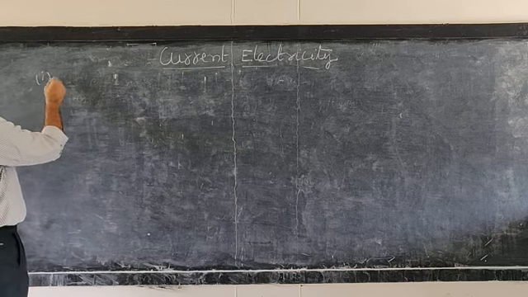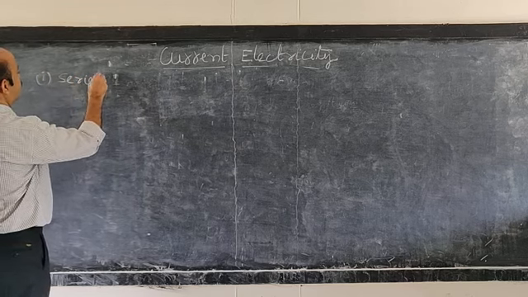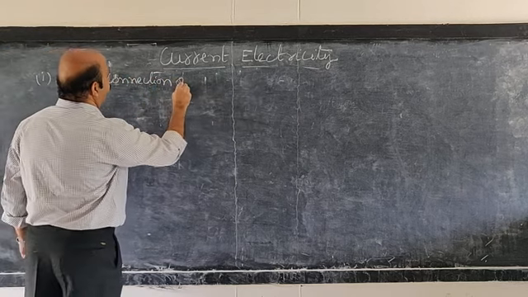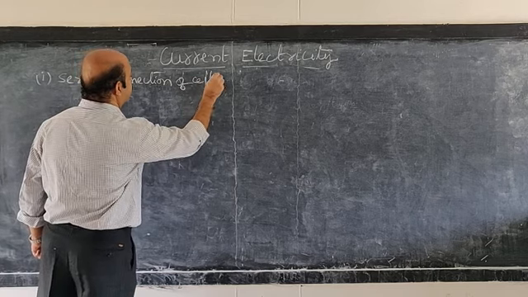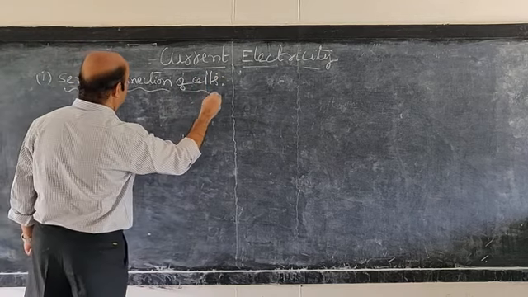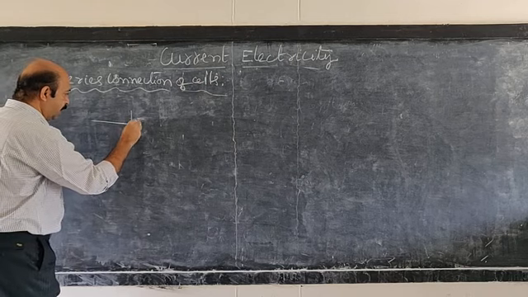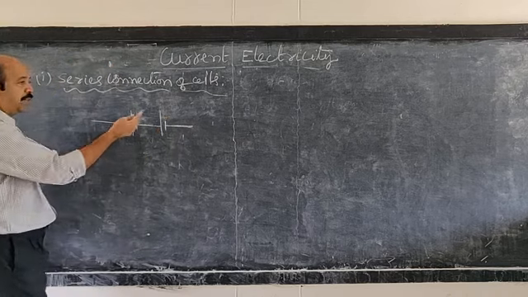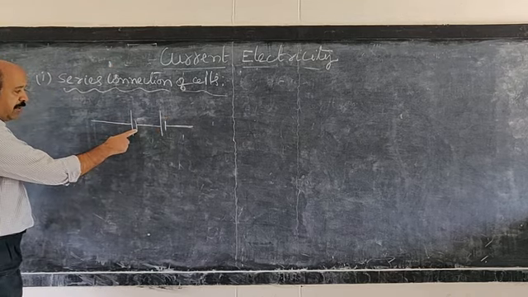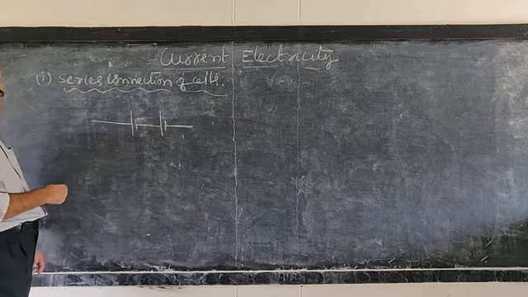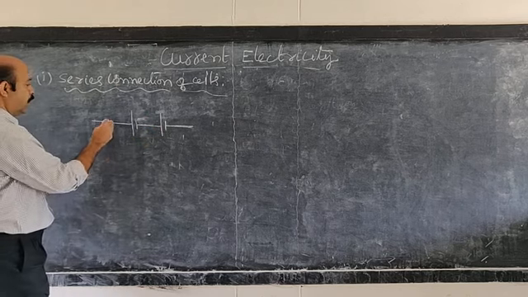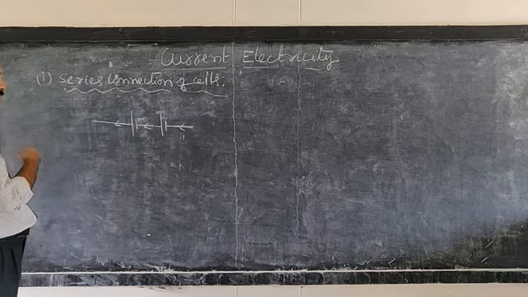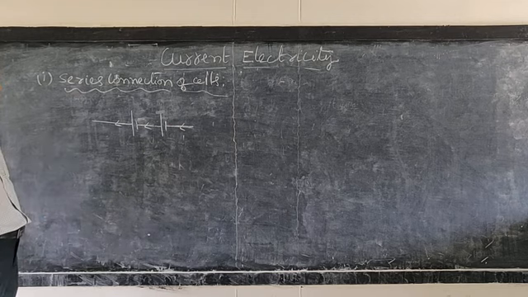Now we will talk about the series combination, series connection of cells. In a series connection, the cells are connected one after the other such that the negative terminal of one cell is connected to the positive terminal of another cell, and so on. So there is only one path for the current to pass through the cells. This connection is called a series connection.